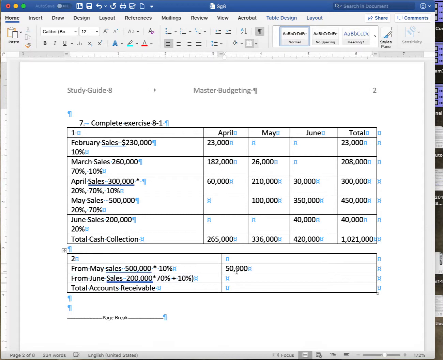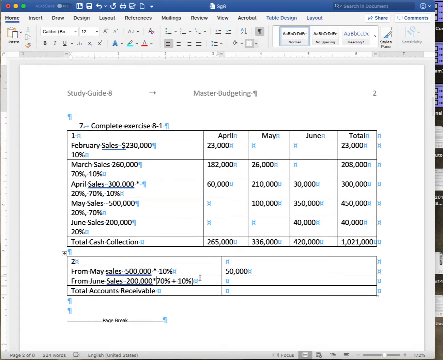In June, I sold $200,000. I only collected 20% of that, right? But I know that I still need to collect 80%. I'm not going to collect it in June because June's over and done with. I need to report how much cash I still have coming to me. Well, 80% times the 200,000 ends up being 160. So that means my total receivables for June 30th is $210,000. That's just the amount of cash that I have not collected yet from the various month sales. Okay.